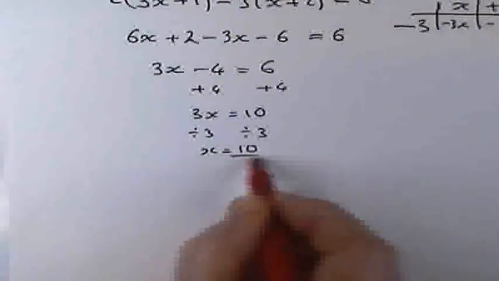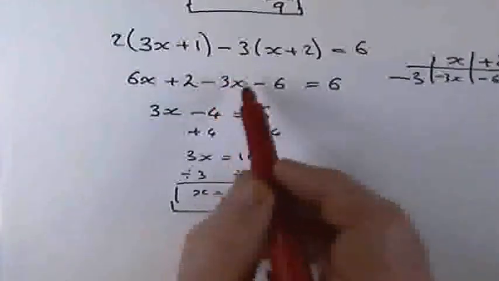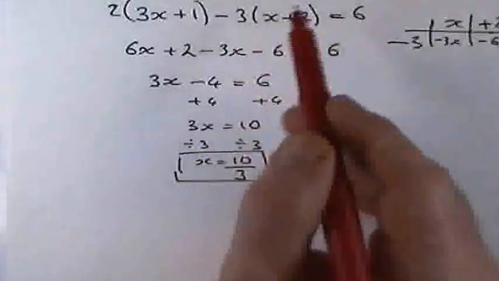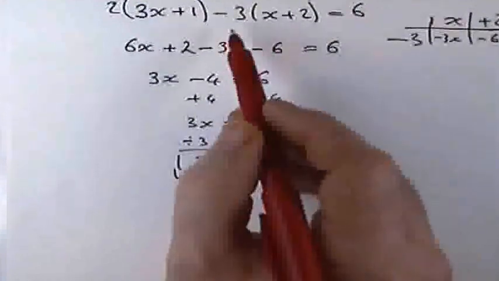And x equals 10 divided by 3. Now this step here is where loads of students lose marks. That's why I call it the crocodile. You've got to look out for the crocodiles because they're there to bite you. Right? They'll bite your legs off if you're not careful.